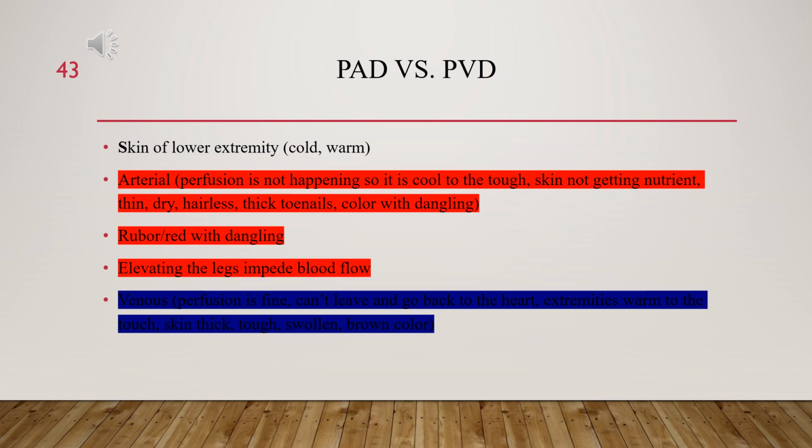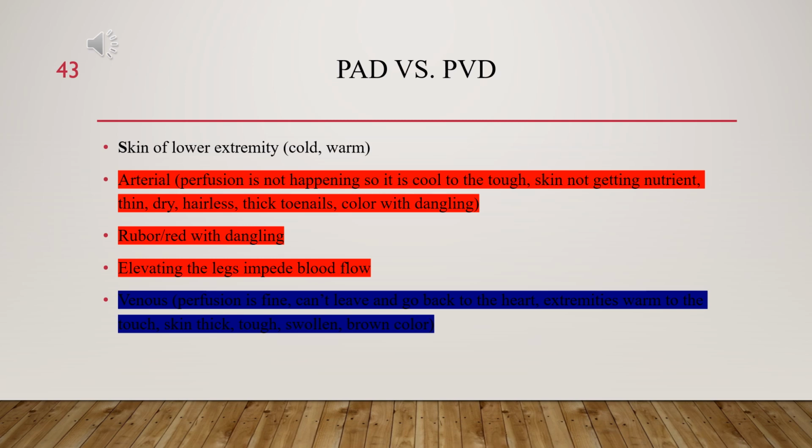S is for skin of the lower extremity. With our arterial patients, the perfusion is not happening, so it's going to be cool. The skin is not getting any nutrients, so it's thin and dry and hairless. You're going to see thick toenails and you're going to see color changes with dangling. Rubor, red with dangling, because elevating the legs is going to impede that blood flow.